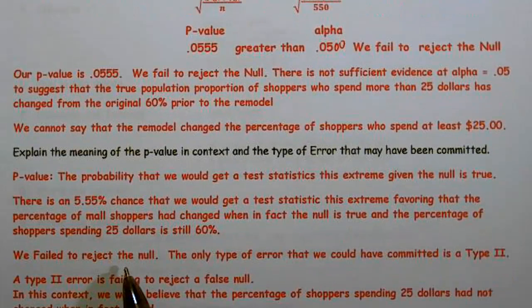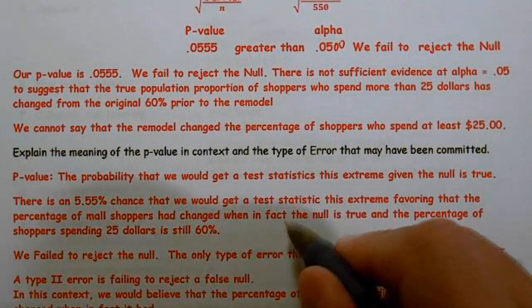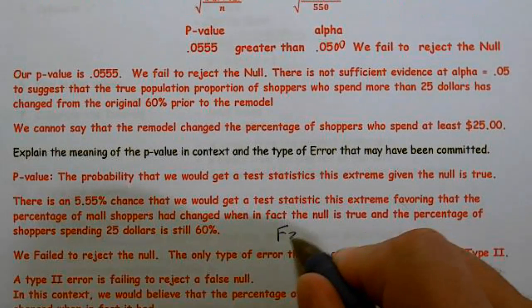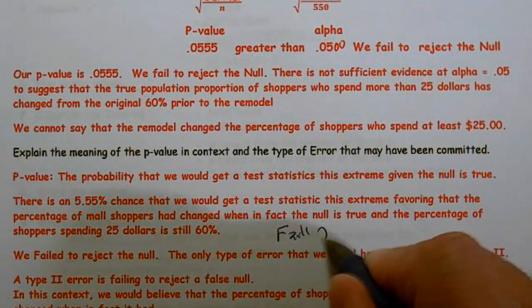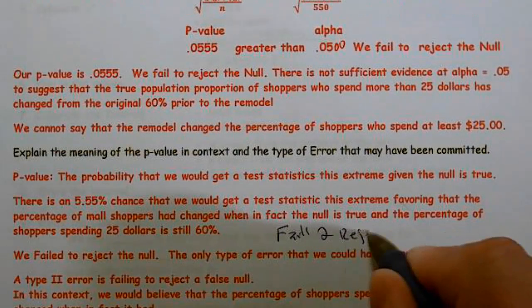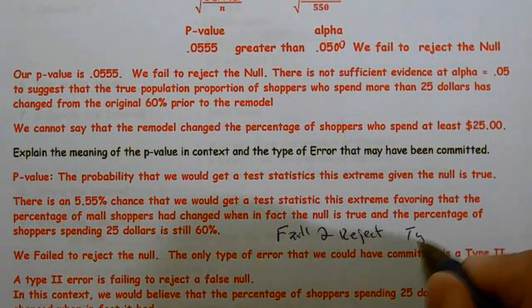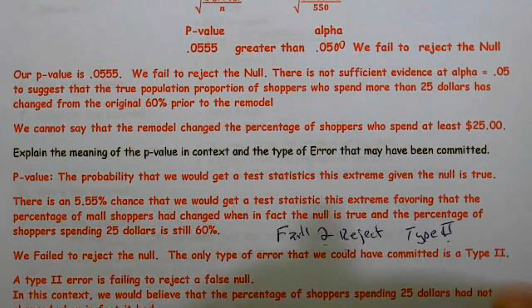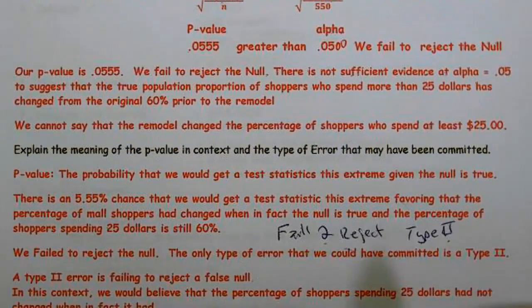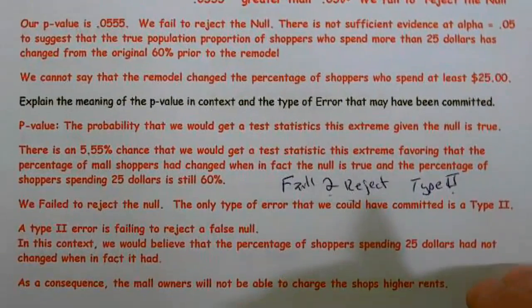Since we failed to reject the null, the only type of error that we commit is a type 2, remember? Fail to reject, type 2. Fail to reject, type 2. Don't forget that. So a type 2 is failing to reject a false null.